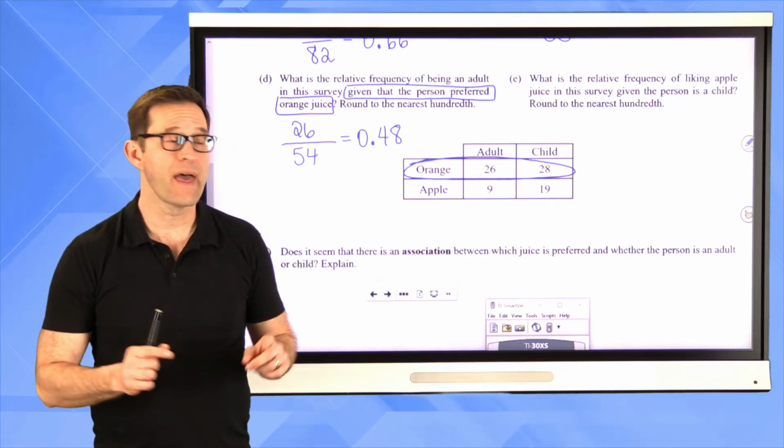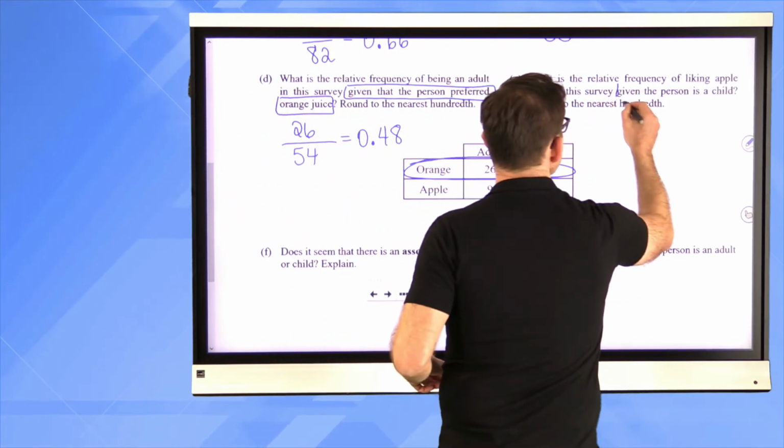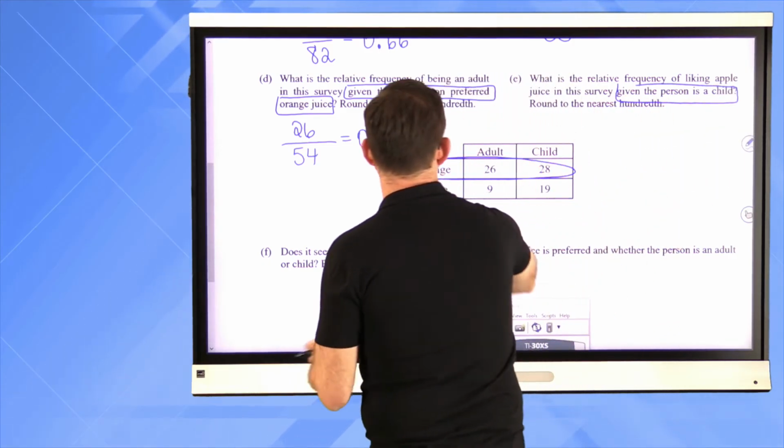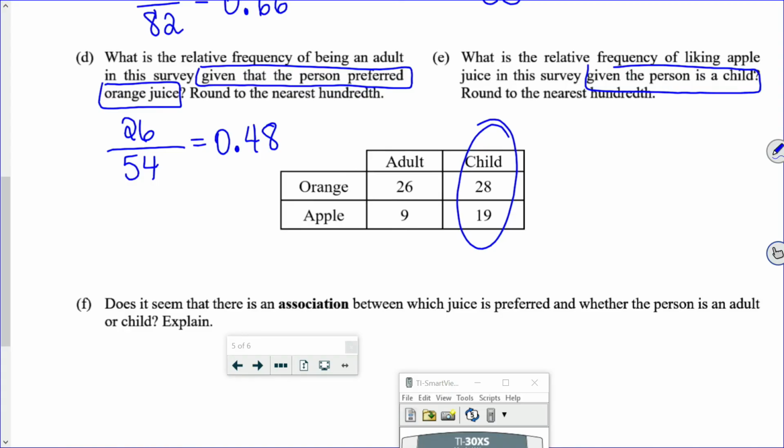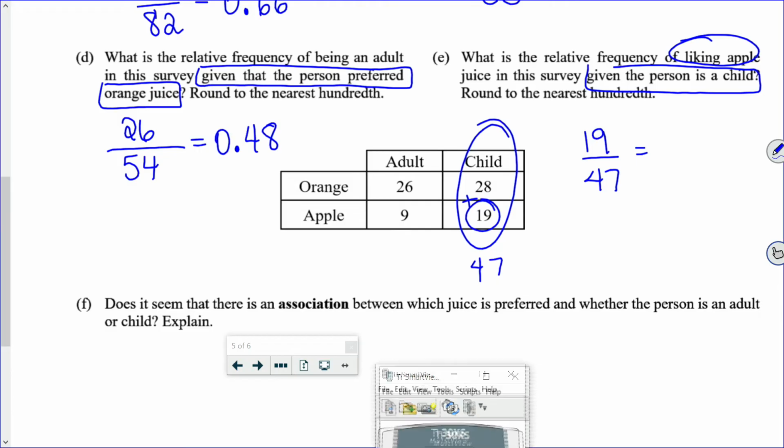All right, well again, given that the person is a child, that means all I care about are these. 28 plus 19 is 47. There are 47 children in total. All right, so that is our denominator. Our numerator is those that like apple juice. So that's 19 out of 47.